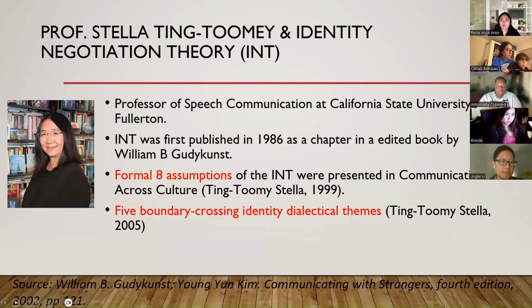So the identity negotiation theory was developed by Professor Stella Ting-Toomey, who is a professor of speech communication at California State University, Fullerton. The identity negotiation theory was first published in 1986 as a book chapter, and further developed in the following years. In 1999, the 10 formal assumptions of identity negotiation theory were presented in the book Communication Across Culture. And in 2005, Professor Ting-Toomey brought out the 5 boundary crossing identity dialectical themes of this theory. So this is a very brief history of the identity negotiation theory.